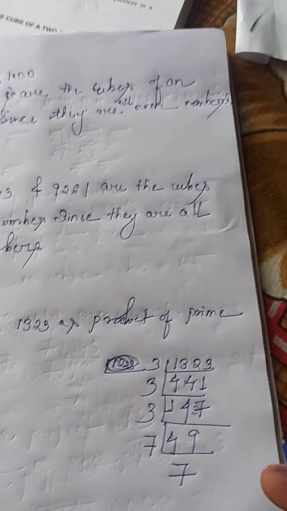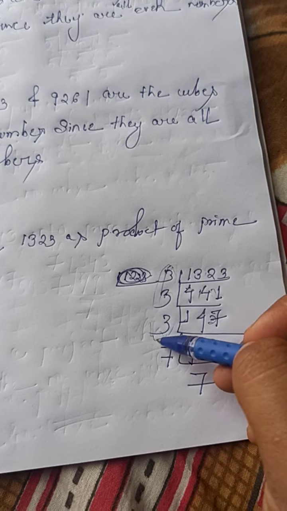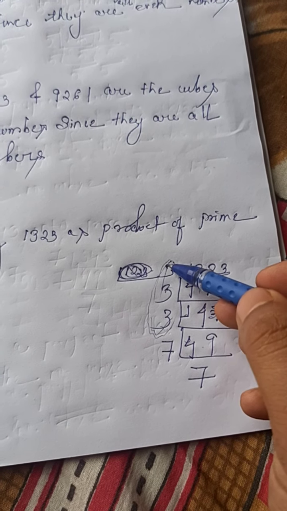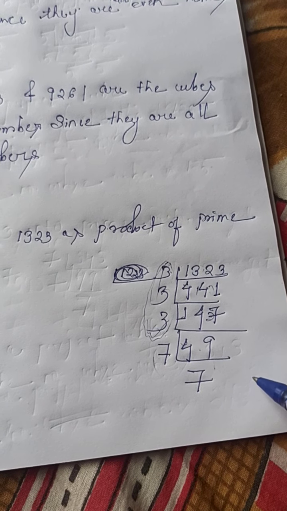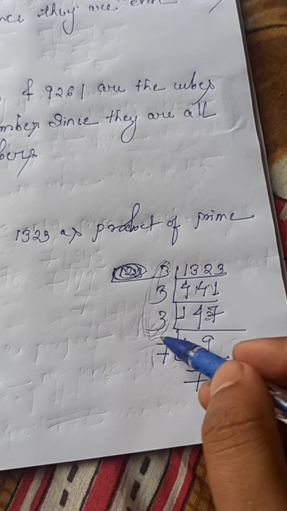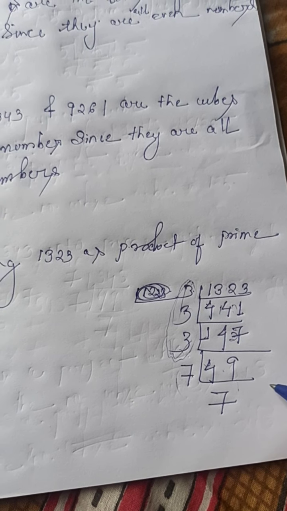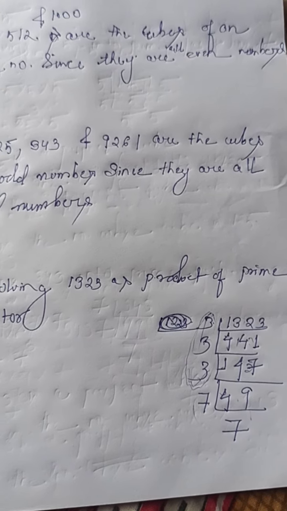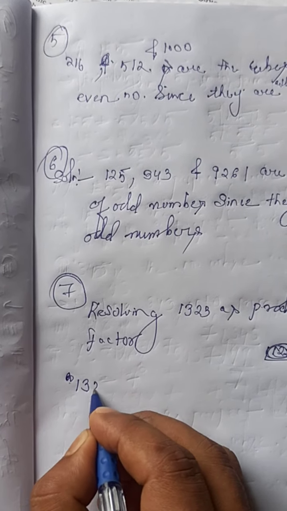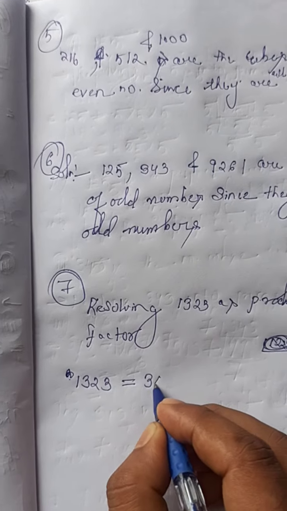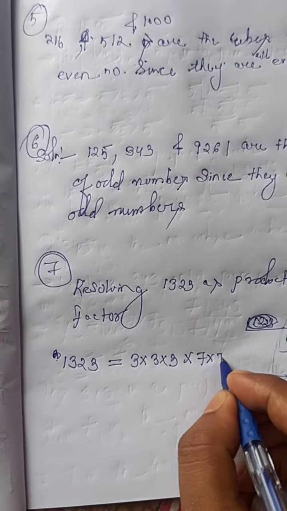So here see, this 3, 3, 3 is in a group of 3 equal factors, but the 7 is not in a group of 3 equal factors. So we will multiply with 7, and that 7 will be the smallest number. First we will write 1323 equal to 3 into 3 into 3 into 7 into 7, right?